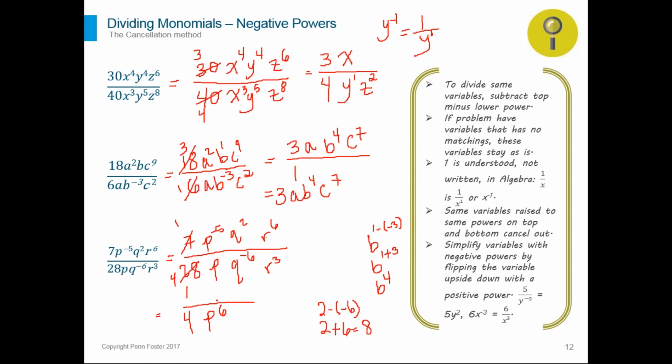That will bring us the q on the top. So q to the eighth power. And then at the end we have r. 6 minus 3 is just a 3. It's a positive 3, so r would be on the top. And that's it.